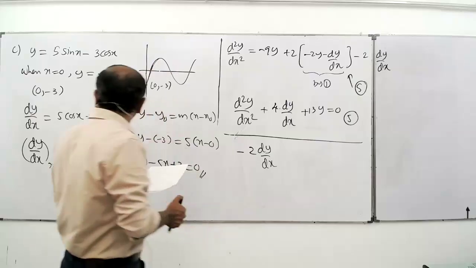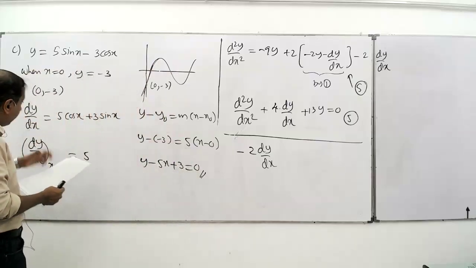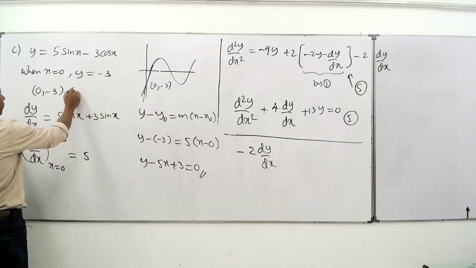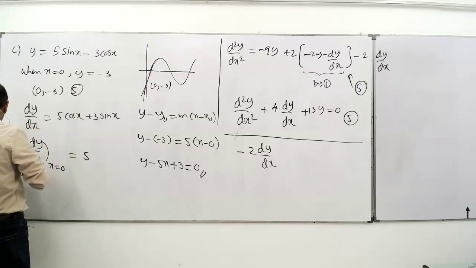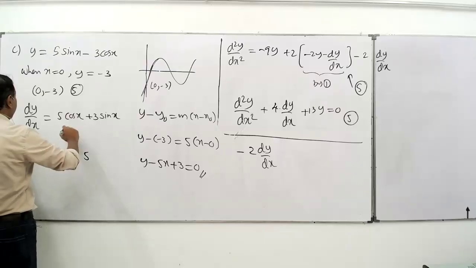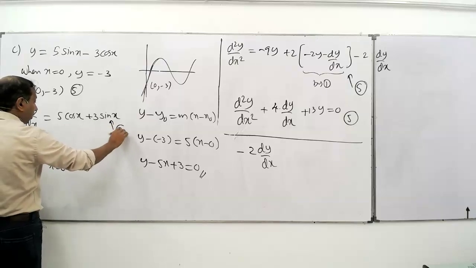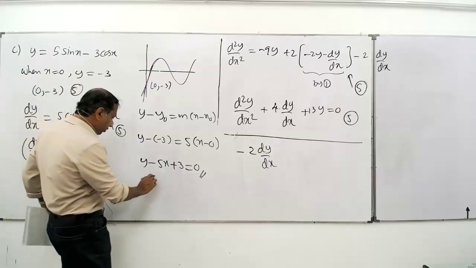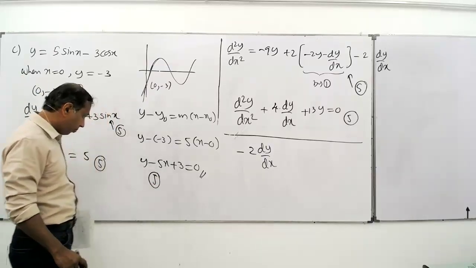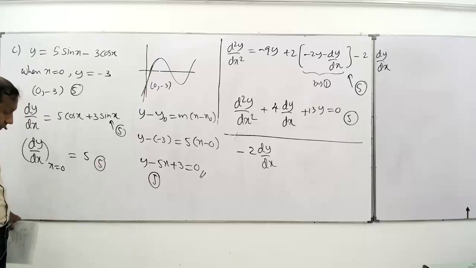The marks come like this. This is 5 marks for this one. Differentiating and putting x equals 0, getting this, you get 5 marks. The derivative gets 5 marks, finding this gets 5 marks, and for the final answer 5 marks. Right?